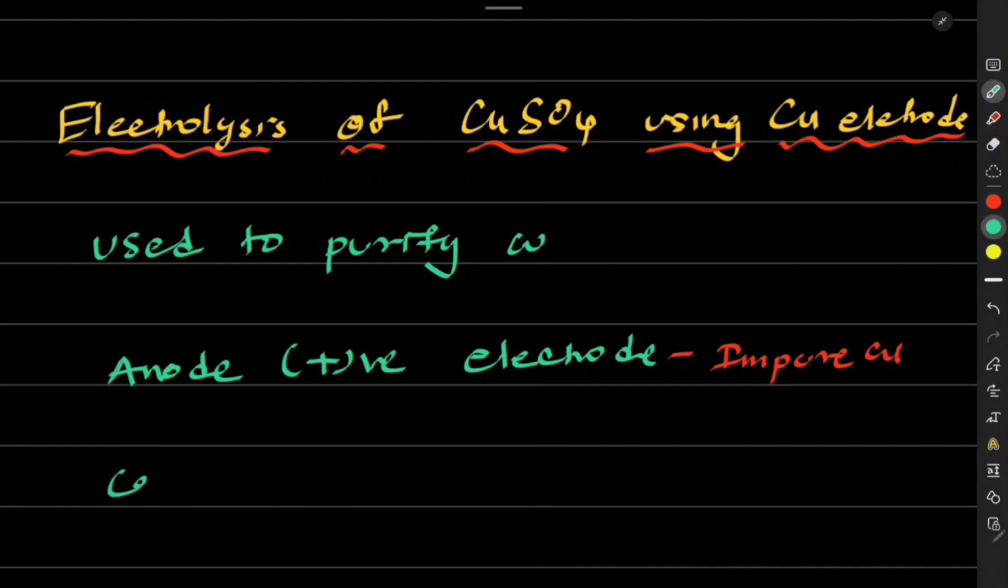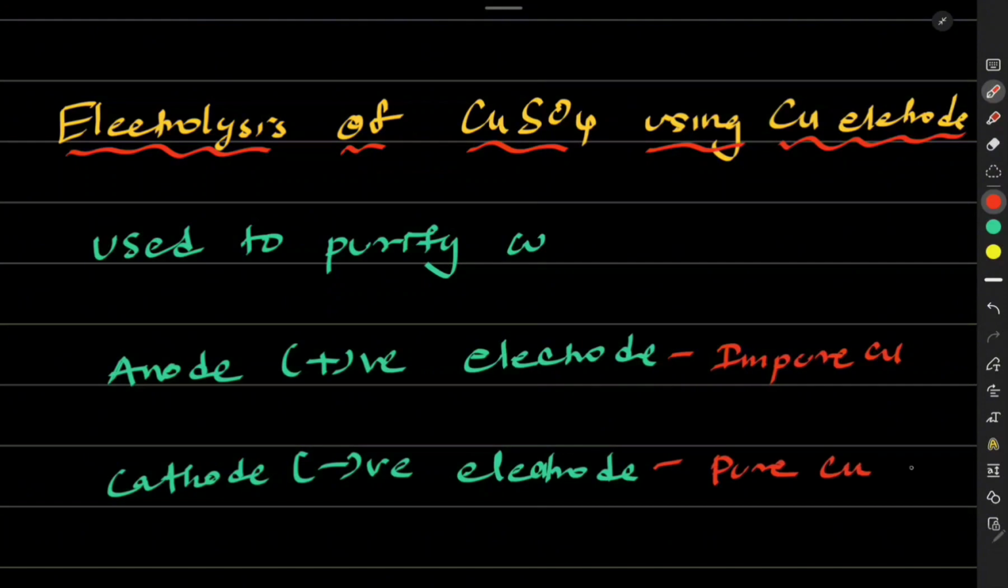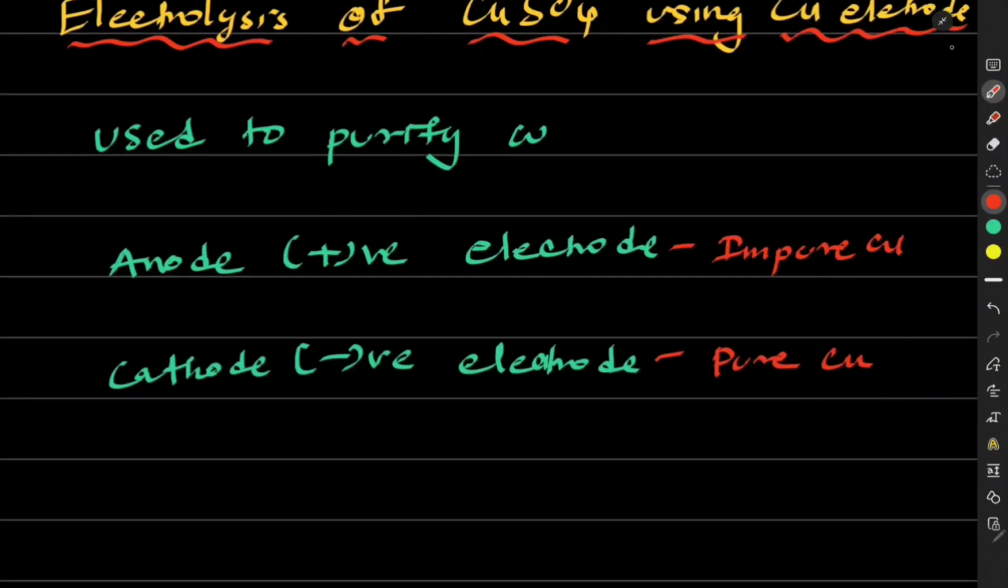And the cathode, which is the negative electrode, which is pure copper. And we know that in the anode oxidation occurs, and in the cathode reduction occurs in electrolysis.